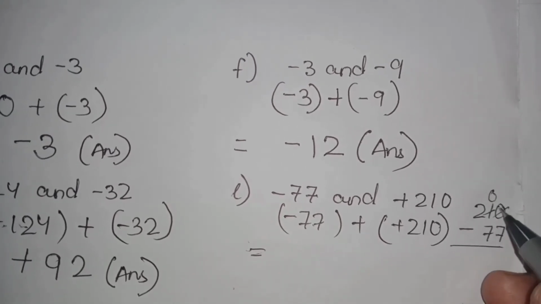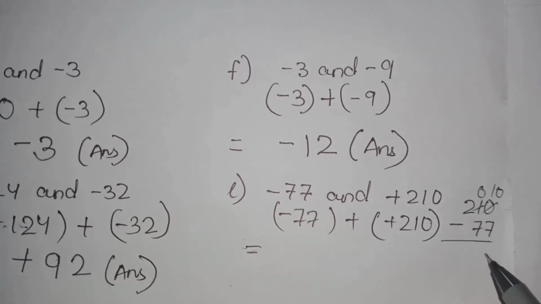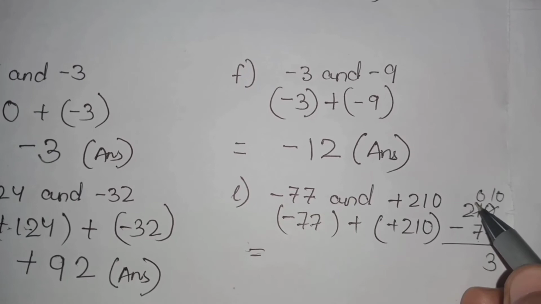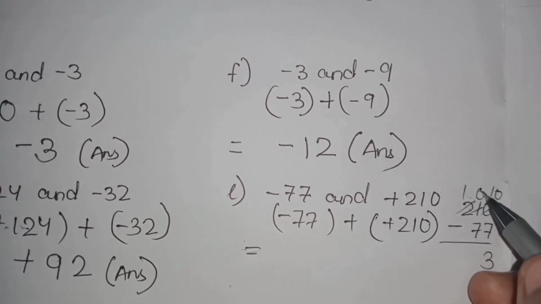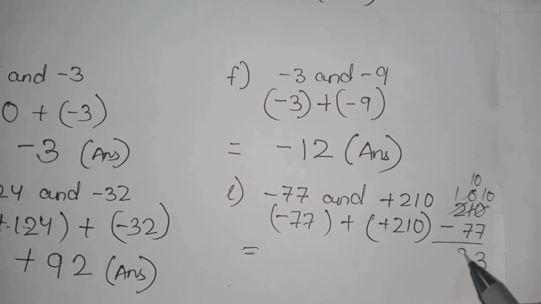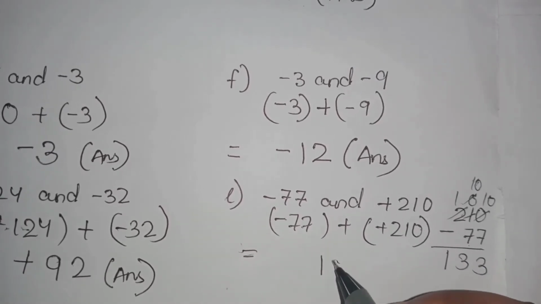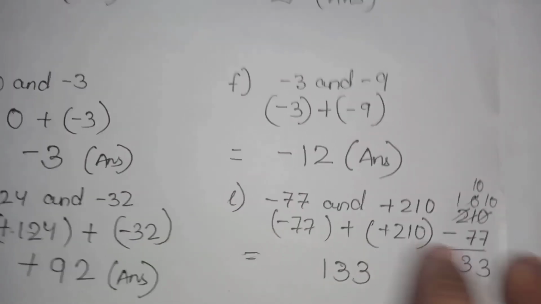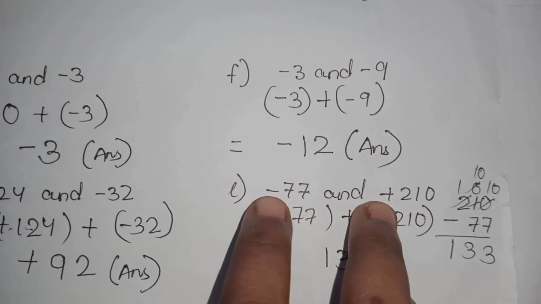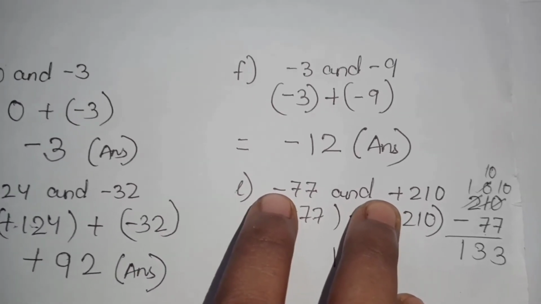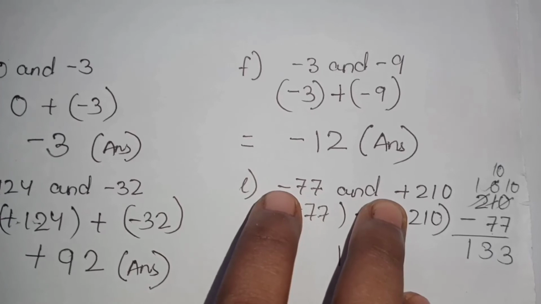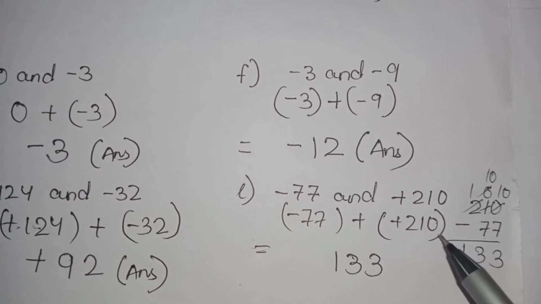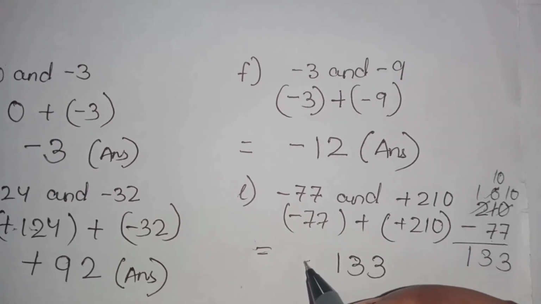1 will become 0, this 0 will become 10. So 10 minus 7 is 3. Now from 0 we cannot subtract 7, so 0 will take borrowing from this 2. 2 will become 1 and this 0 will become 10. So 10 minus 7 is 3 and this one is 1, that is 133. We got 133. Different sign, subtract. Now which sign will we put? Put the finger and hide the sign. Which number is greater? 77 or 210? 210. So we'll put the sign of this 210. In front of 210 what is there? Plus sign. So we'll put the plus sign.